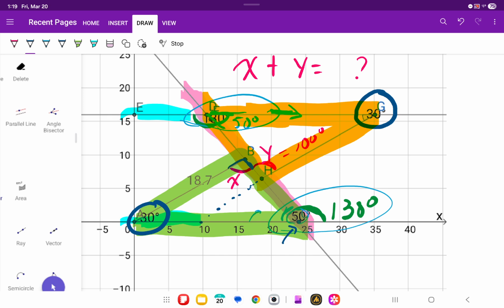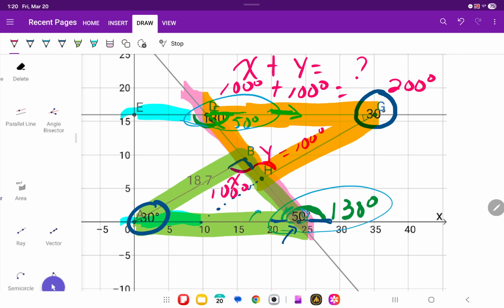So this angle here, HC, I guess they forgot another point, X is also 130 degrees. So these two being supplemental, because AC is a line, therefore this angle and this angle being supplemental must be 180 degrees. So 50 degrees plus 30 degrees is 80 degrees, and that means that X must be 100 degrees. So X is 100 degrees plus Y is 100 degrees equals 200 degrees.